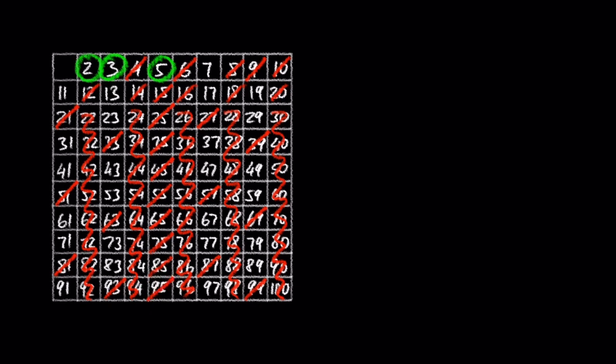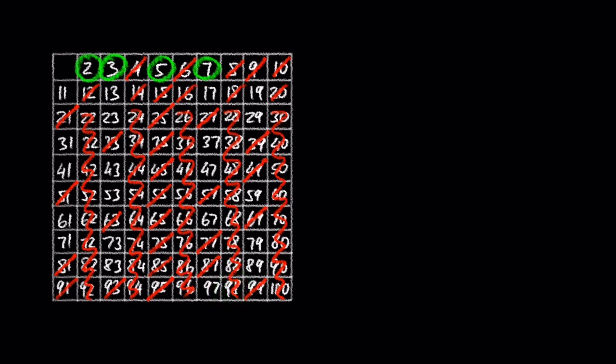Let's look at the next number, which is 7. 14, 21, 28, 35 and 42 are crossed out. 49 is not crossed out. 56, 63 and 70 are crossed out. 77 is not crossed out. So let's cross out 77. 84 is crossed out. 91 is not crossed out. And 98 is crossed out.